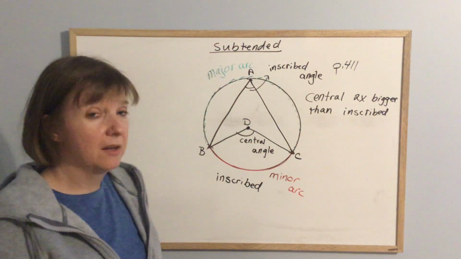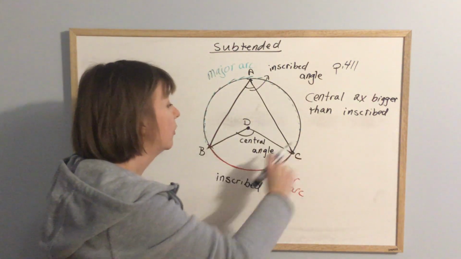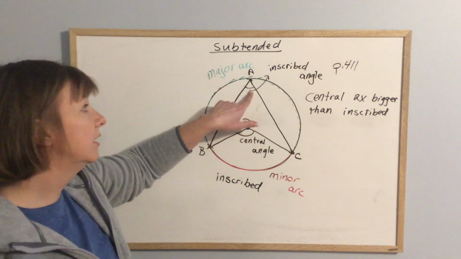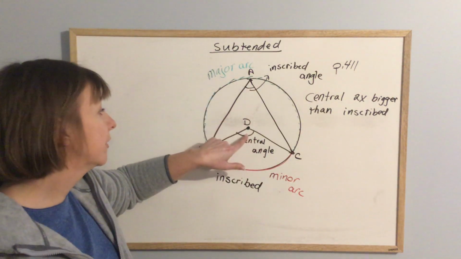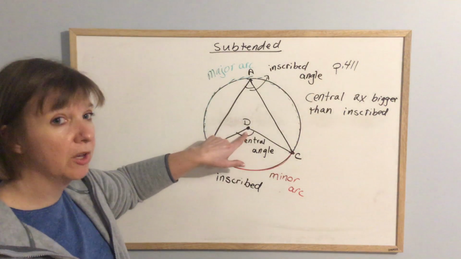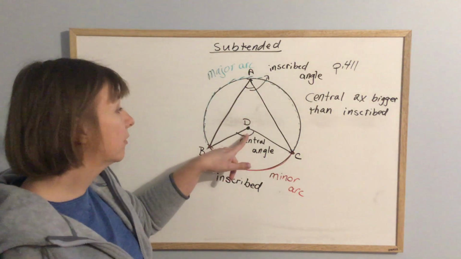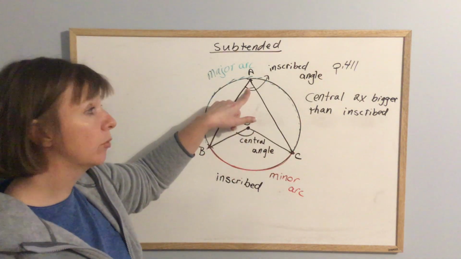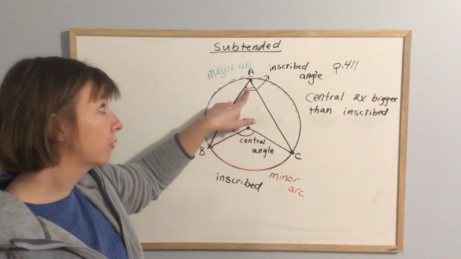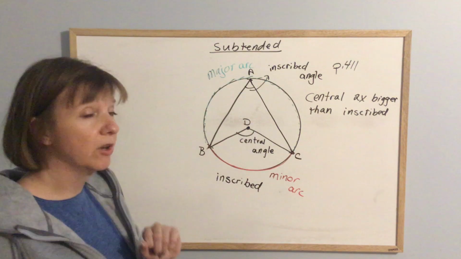That are subtended by the same arc. That just means joined by the same arc. So we have the inscribed angle, we have the central angle. So whatever this one is, it's 2 times bigger than what this one is. So if I knew that this one was 80, then I would know that this one is 40. If I knew that this one was 40, then I would know that this one is 80.